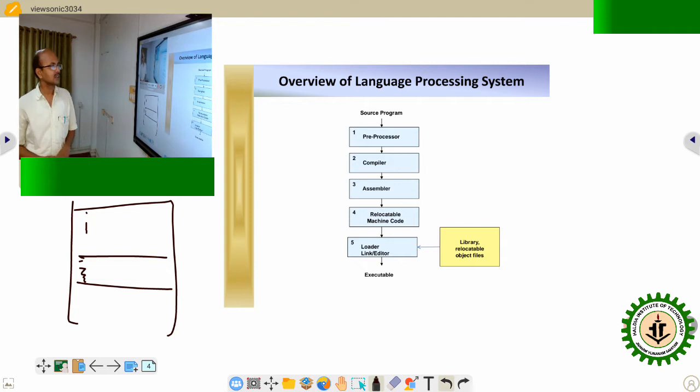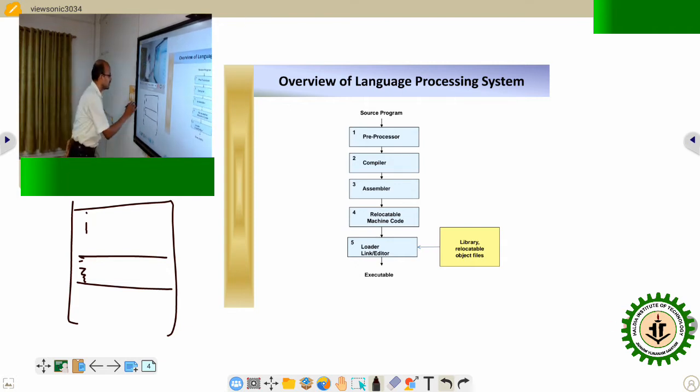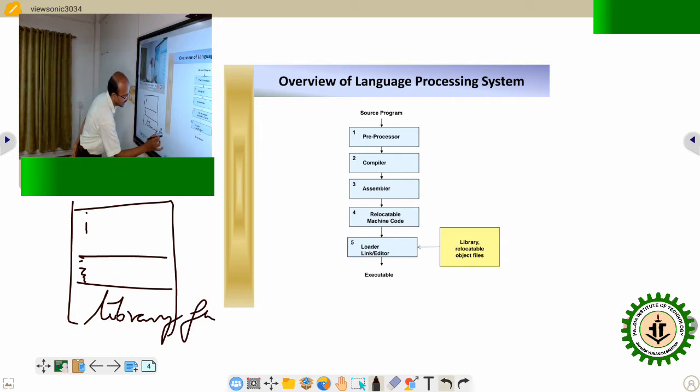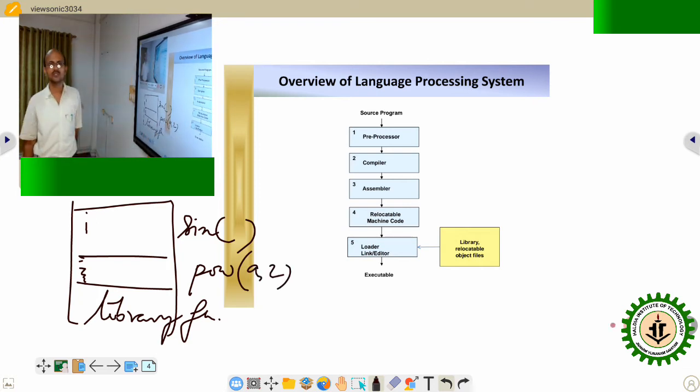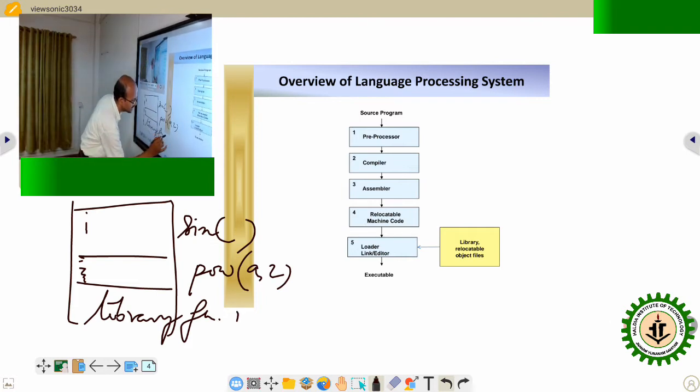Okay, what is the loader and linker? We know that in every program we need a few library functions. Say we have used one trigonometric function, say sine, or one pow function with 2 parameters. These functions need not be defined by the users, but they are all defined, maybe in math.h, particularly in C language. So we have to include that.